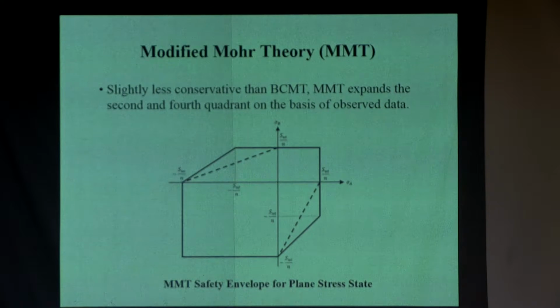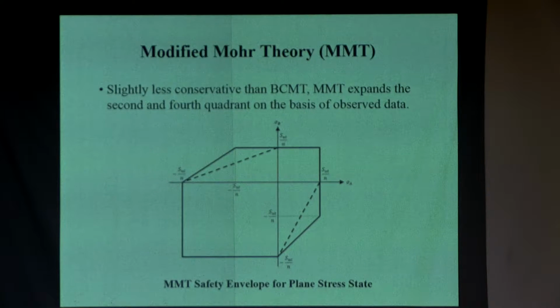So in the last video lecture, we looked at the brittle Coulomb-Mohr theory, which was itself a version of the ductile Coulomb-Mohr theory. So the Coulomb-Mohr theory is the larger class. Ductile and brittle are two versions of the same theory.